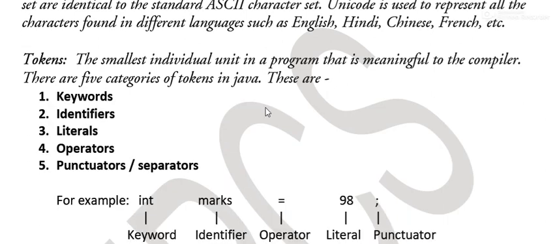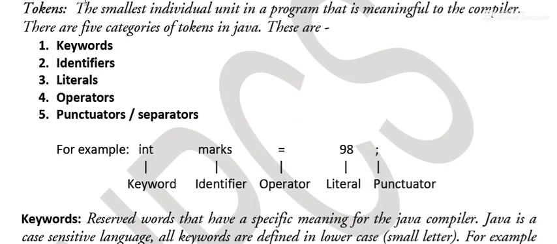Next, tokens. The smallest individual unit in a program that is meaningful to the compiler is known as token. There are 5 categories of tokens: keyword, identifier, literals, operators, and punctuators or separators.